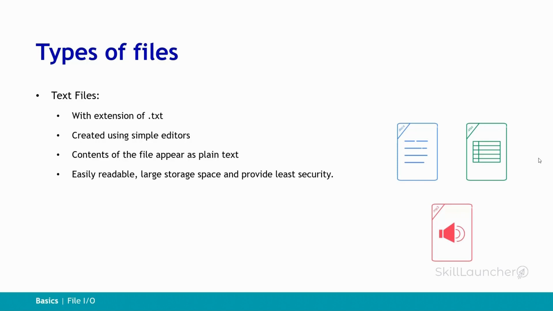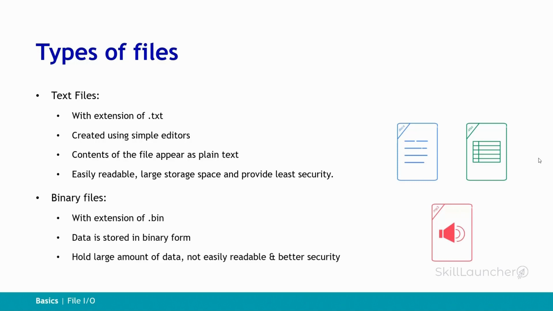The text file takes minimum effort to maintain, is easily readable, provides the least security and takes bigger storage space. Now, the second type of file is the binary file. The binary files are with the extension .bin. Instead of storing data in plain text, they get stored in binary form. That is, the data consists of zeros and ones. The advantage of a binary file is it can hold a large amount of data, but it is not easily readable, though it provides better security.